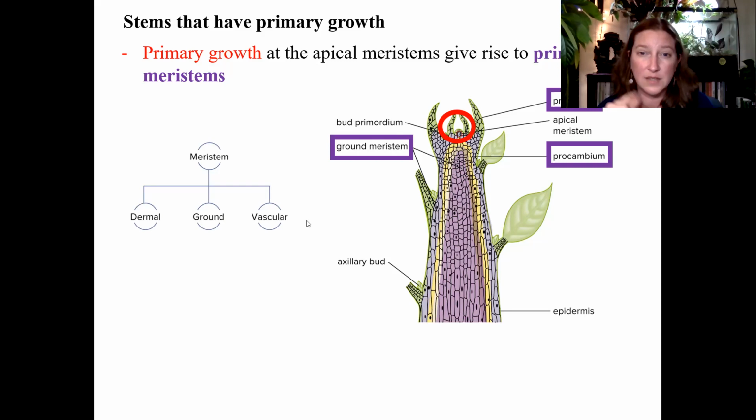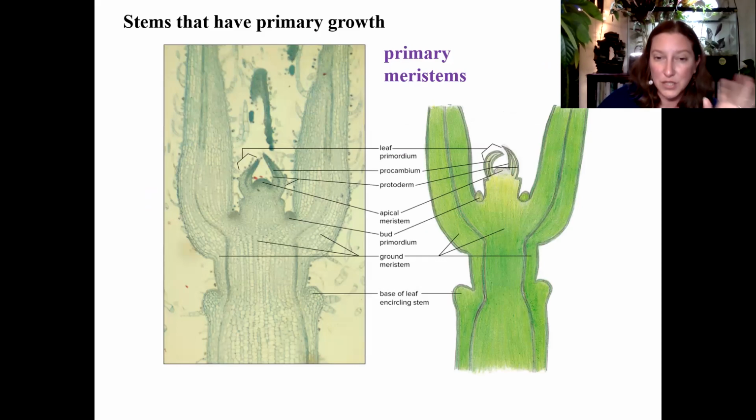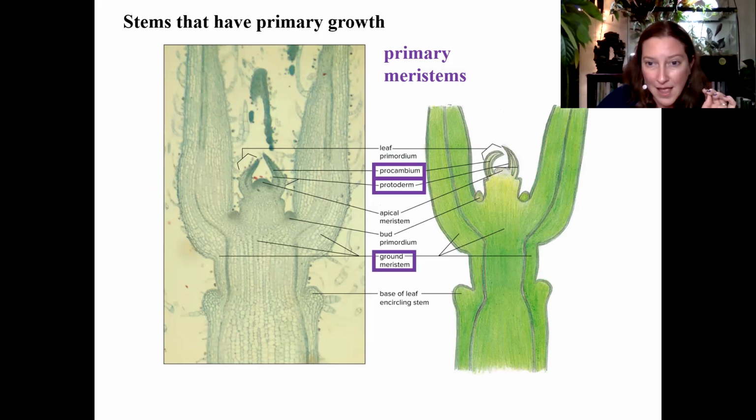This schematic is from your book, chapter 4. So feel free to refer to the book. It's got a lot of useful information too. Okay, this is another schematic showing the same thing, just to hit this home, right? We have the apical meristem here at the tippy top. On the right is a drawing, on the left is a microscope slide. The apical meristem is going to give rise to three primary meristems: procambium, protoderm, and ground meristem.